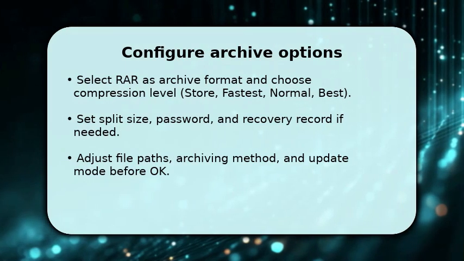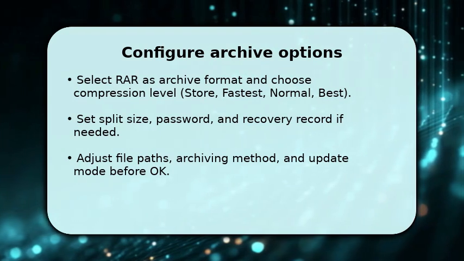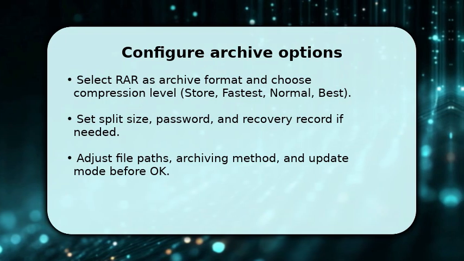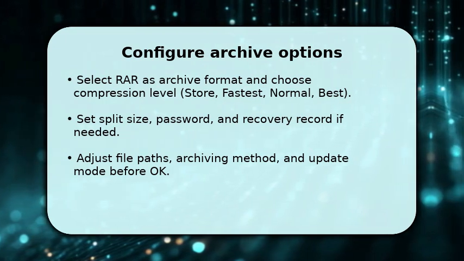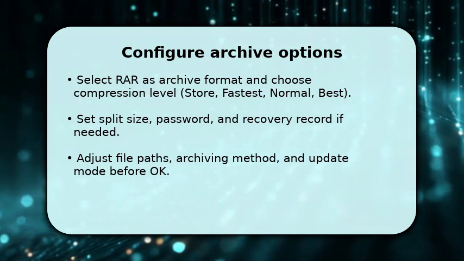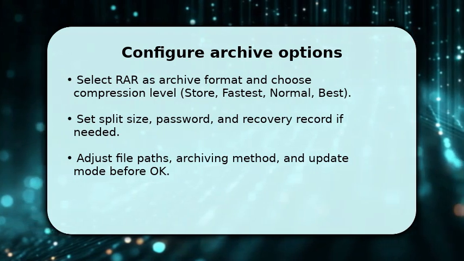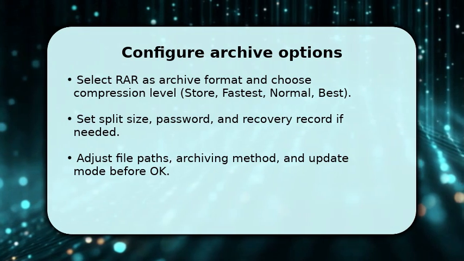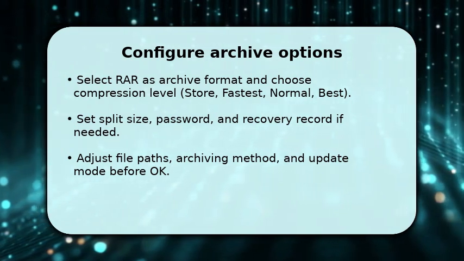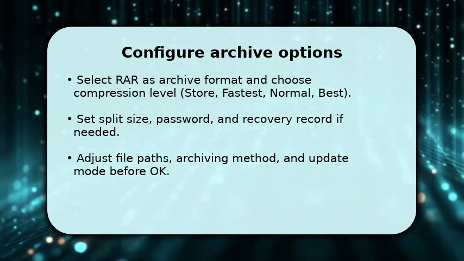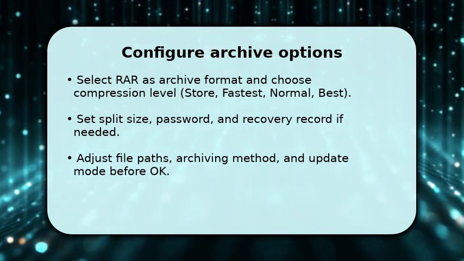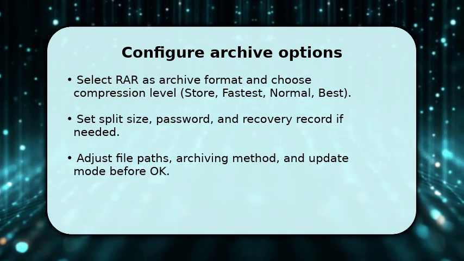Now you configure options that control size, speed, and safety. Choose RAR as the archive format and pick a compression level. Best saves space but takes longer, while fastest is quicker. If you need portability, set a split volume size like 700M or 1G. For security, add a password and enable encryption of file names. Consider adding a recovery record to repair minor corruption. Once you confirm paths and update mode, click OK to start compression.